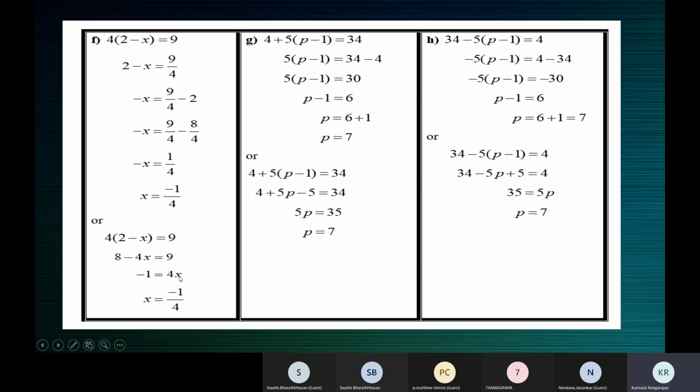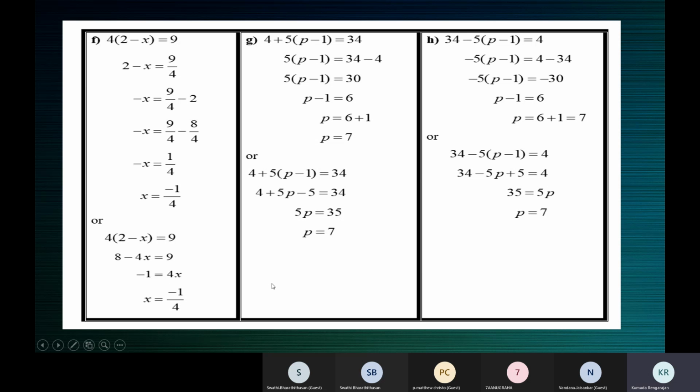Or x is equal to... to find x, we need to divide both the sides by 4. So on dividing both the sides by 4, we have minus 1 by 4 is equal to x, because 4x by 4 is x. So minus 1 by 4 is equal to x.